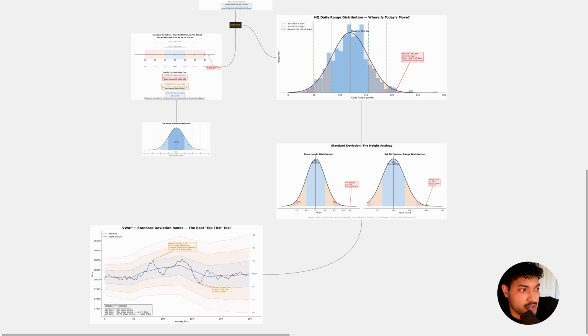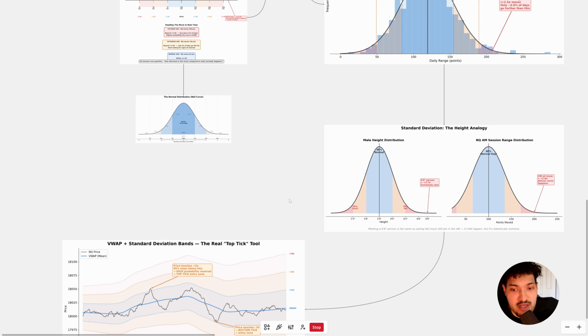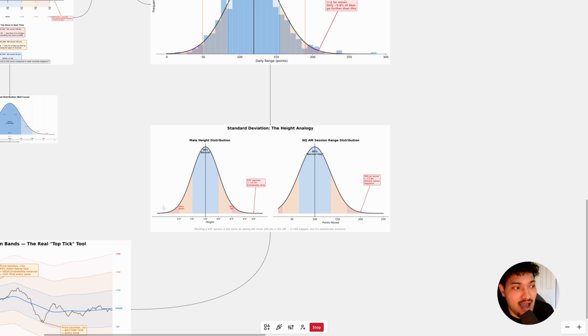What retail traders are calling standard deviation is just taking one swing leg and then multiplying it by a number. There is absolutely zero sample. There's no mean. There's no data. It's basically like me saying, based off the height analogy I just showed you, I met one guy who's 5'9", so I'm going to multiply his height by 2.5 and call that the standard deviation of human height. That makes absolutely zero sense, right, bro?